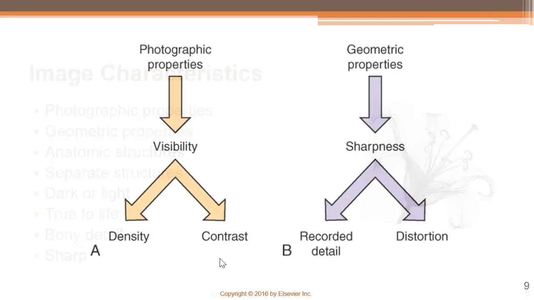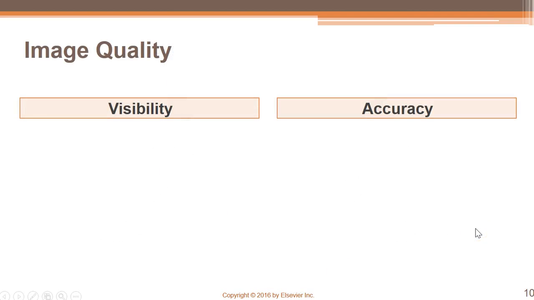This is an older graph that we divided into photographic versus geometric properties, and it wasn't too hard to find this because it's just a few editions ago, but this is the way it actually used to be listed. And when it comes to photographic properties, we are talking about visibility, and that's density and contrast. When it comes to geometric properties, it's sharpness, recorded detail, and distortion. Well, this is what image quality is in your textbook, and this is the way we look at it today.